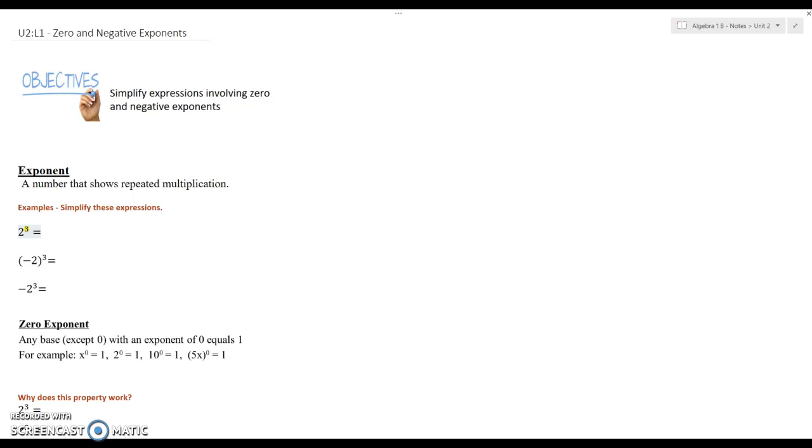A number that shows repeated multiplication is an exponent. So in this case, we see 2 to the third power. So 2 we call the base and 3 we call the exponent, and we know that 2 to the third power equals 2 times 2 times 2, which equals 8.